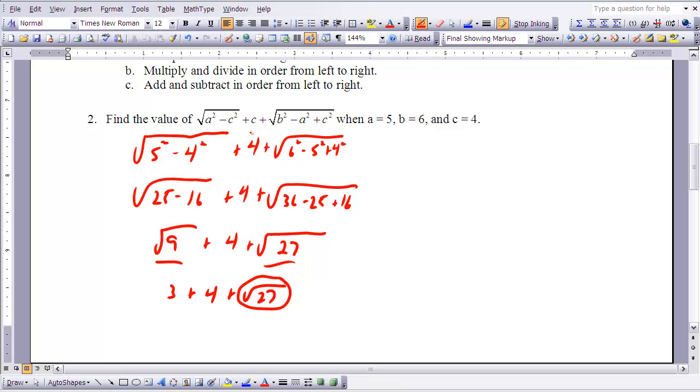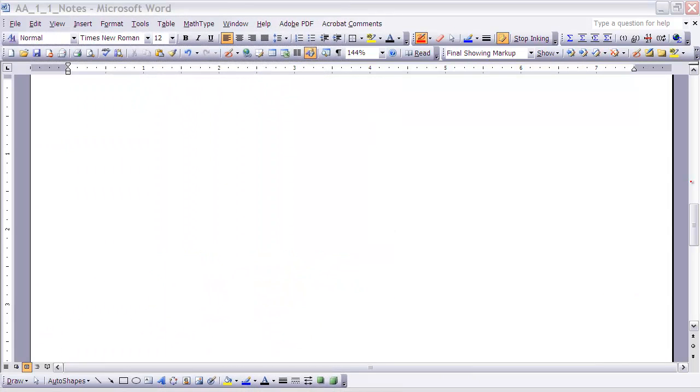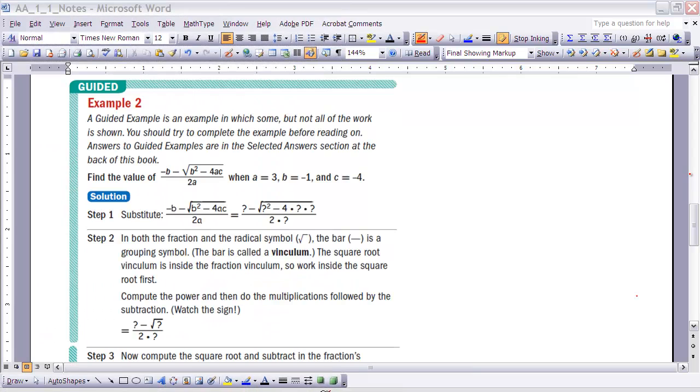But I'm going to actually leave the square root of 27 just as it is, and I'm not going to simplify that any further. So I'm going to go 3 plus 4, which is 7, and leave my answer as 7 plus the square root of 27. And this is an exact value for this expression. At this point, if you could just pause the video, and for some practice, I'd like you to do guided examples 2 and 3, and then I'll go over the answers here in just a second.